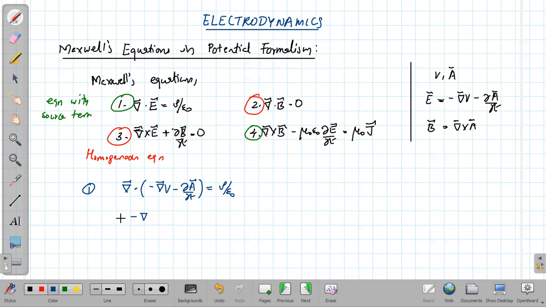That would give minus del square V minus dou by dou t of del dot A equal to rho by epsilon 0. Or we can multiply by minus, so del square V plus dou by dou t of del dot A equals minus rho by epsilon 0. So that would be one equation.